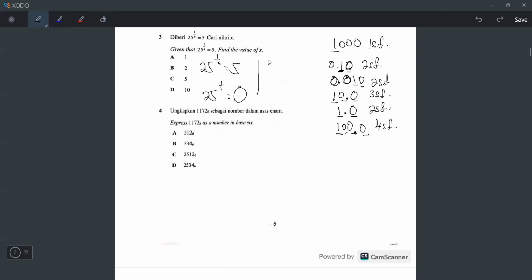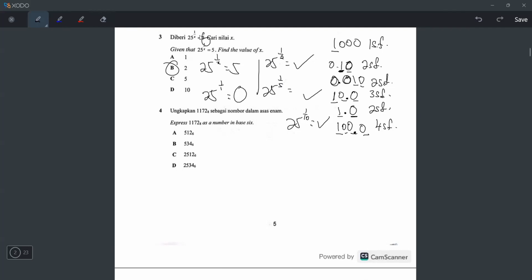And then try that again with 25 power 1 over x, and you try with the B answer, 1 over 2, and see what you get. And then 25 power 1 over 5, see what you get, and then try the D answer, 25 power 1 over 10, and see what you get. And see which of these answers equals 5, okay? And you will find out the answer is B. Okay, the answer is B.